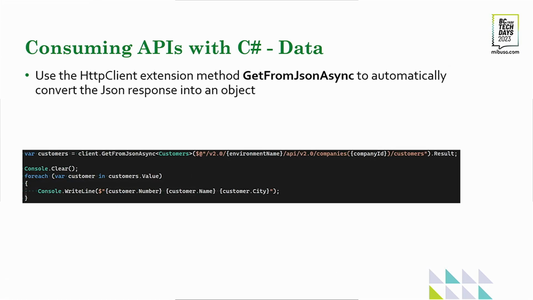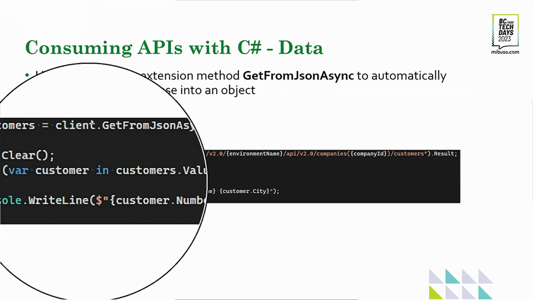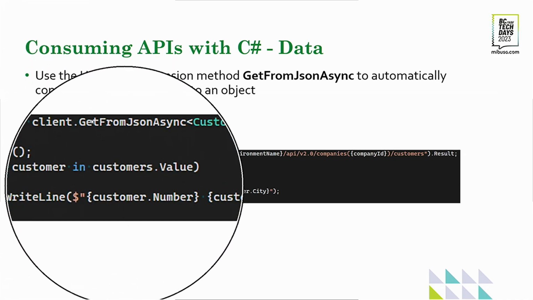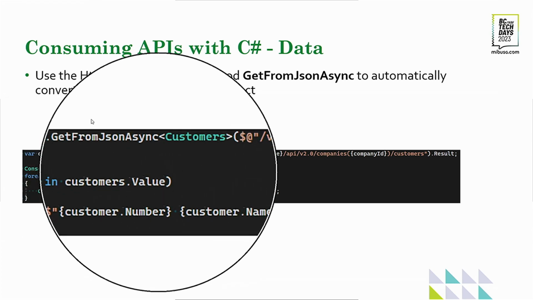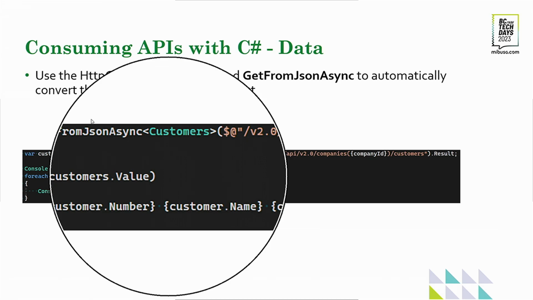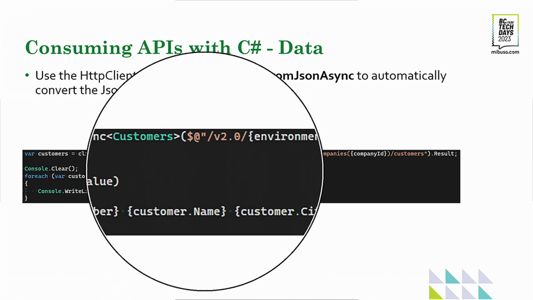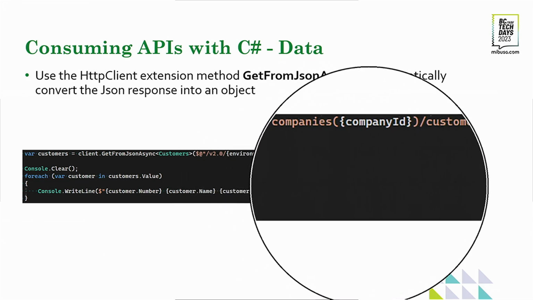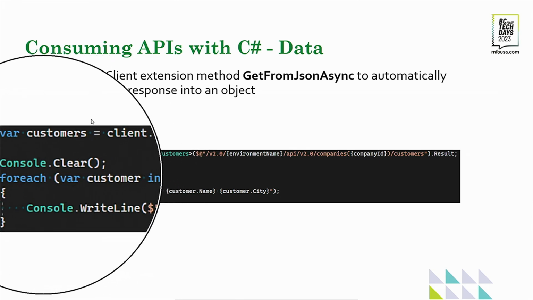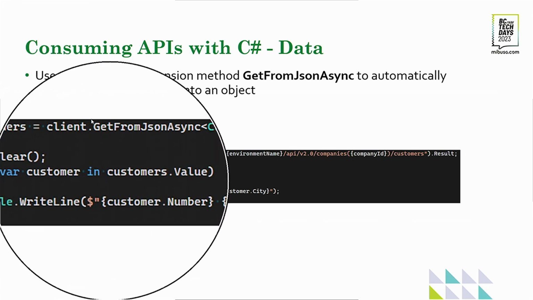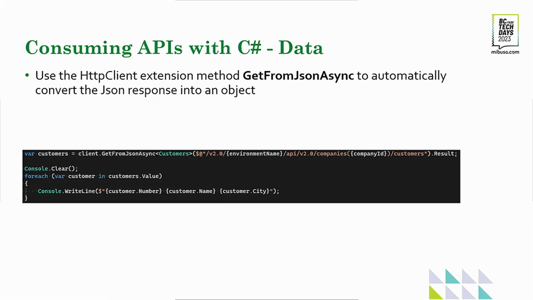So how do I do that? Here. What I am using is an extension method on the HttpClient called GetFromJsonAsync. I tell it that I expect back a type Customers from this URL: companies, the company, and then customers. Then I can simply say for each customer in customers.value, which will be the list of customers. So I only call that function, GetFromJsonAsync, I tell it I want to have back customers, and it works.